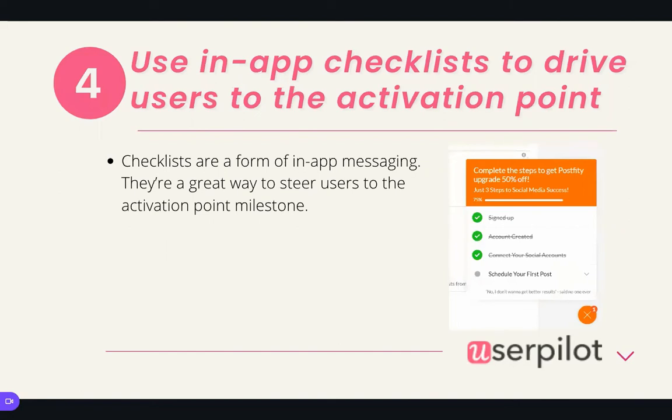Okay, so step number 4 is to use in-app checklists. Actually, this one is my favorite. I love it, and it's very interactive, and I feel like each software product has to have its checklists, right? Checklists are a form of in-app messaging. They are great to steer users to the activation point. You can add a progress bar to show users how much is left to complete their checklist. And you can also provide rewards, like here in Positivity, they added: complete the steps to get a 50% off reward when you upgrade.